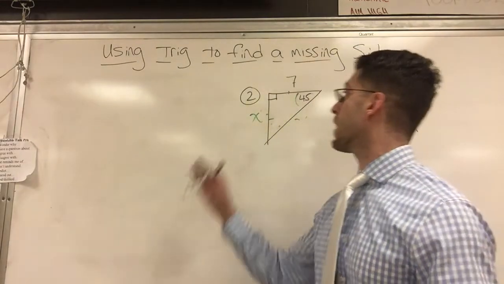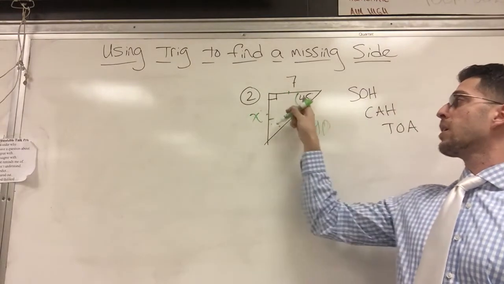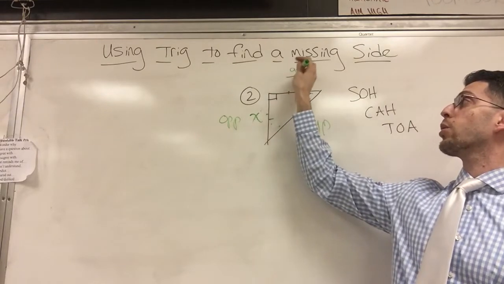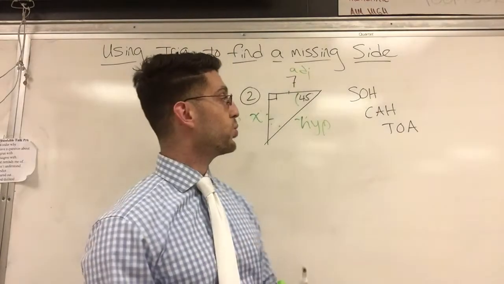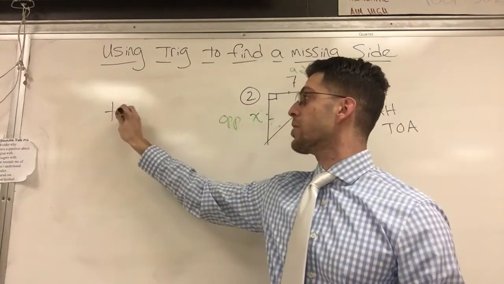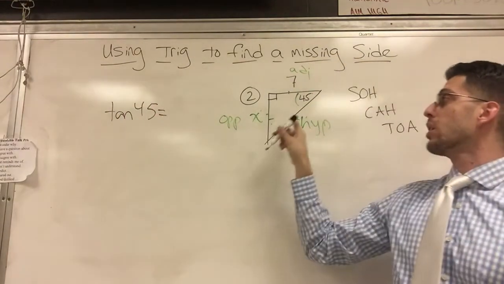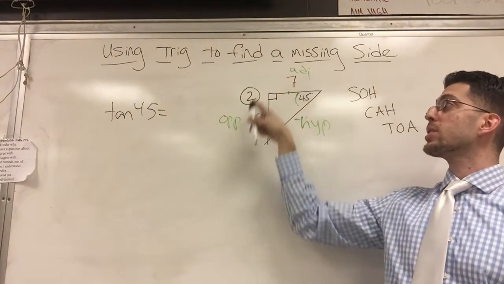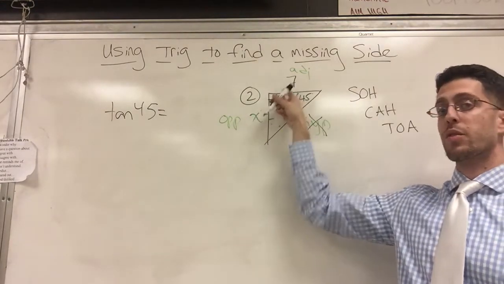All right? So now let me label my sides. Here's my hypotenuse. Here is opposite. And here is next to, or adjacent. So which one do I use? I'm going to use TOA, tangent. The tangent of the angle, given as 45, is equal to opposite x over hypotenuse. I'm sorry, opposite over adjacent, because I don't know anything about the hypotenuse. So opposite over adjacent, x over 7.